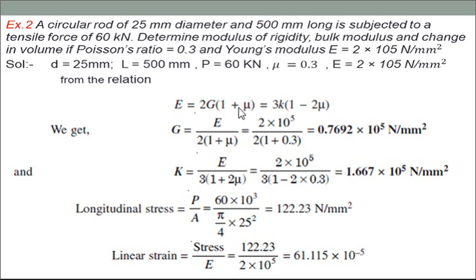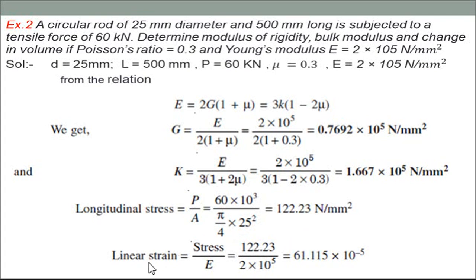So put these values and calculate the rigidity. After that, for K, from the same relation you can derive the formula K is equal to E divided by 3 into (1 minus twice of mu). So put the values of E and mu here and calculate K. K is the bulk modulus, G is the modulus of rigidity. For the longitudinal stress, by definition, stress is the applied load divided by the area of cross section. The applied load is 60 kN, converted into Newton, 60 into 10 raised to 3, and the area of cross section of this circular rod is pi by 4 d square, with d as 25, so we get the longitudinal stress.